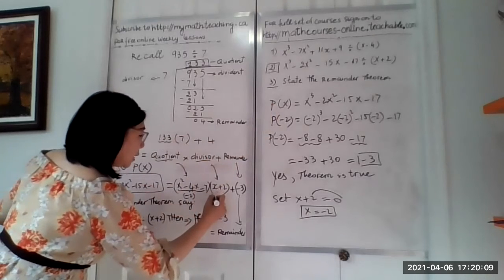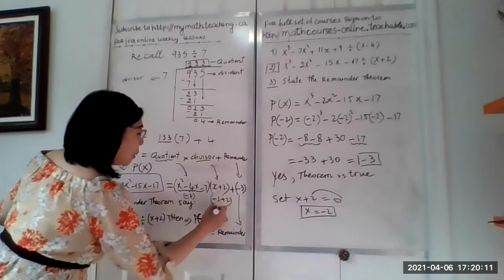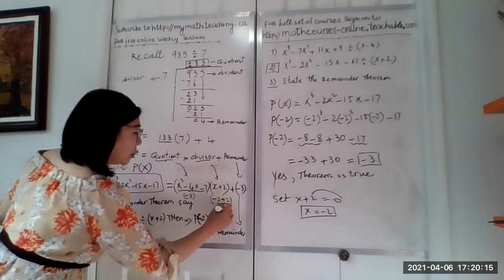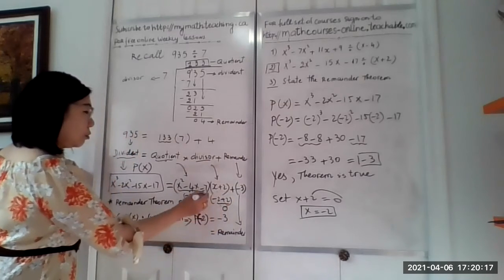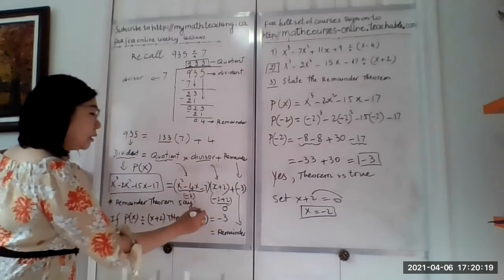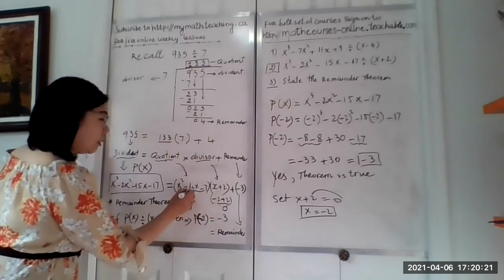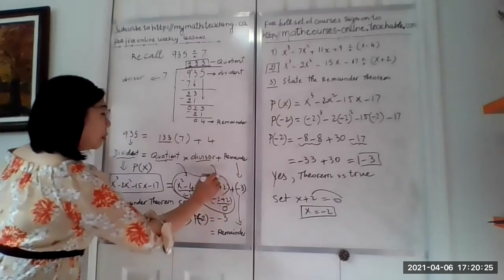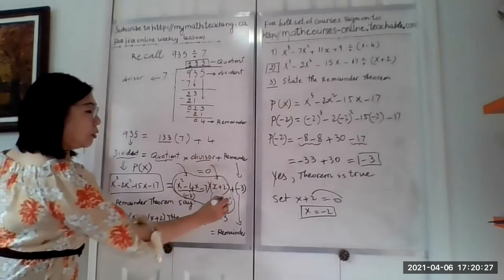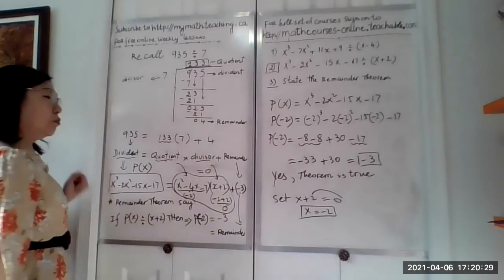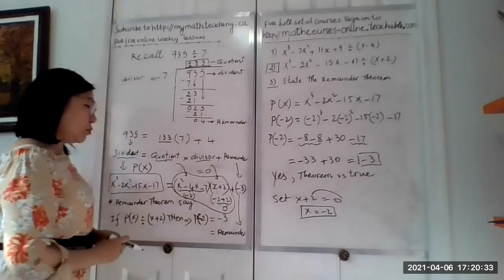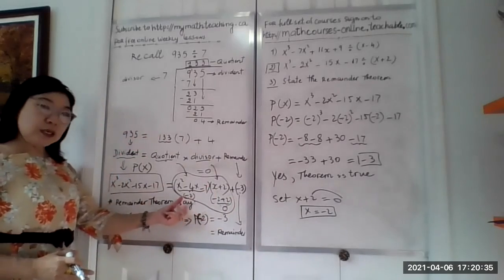And you substitute the x here, minus 2 plus 2. What happened? Minus 2 and plus 2 is 0, isn't it? So 0 times anything is equal to 0 as well. So the whole thing becomes 0. And we are left with minus 3. We are left with the remainder. So that's true. That's obviously what we see here.